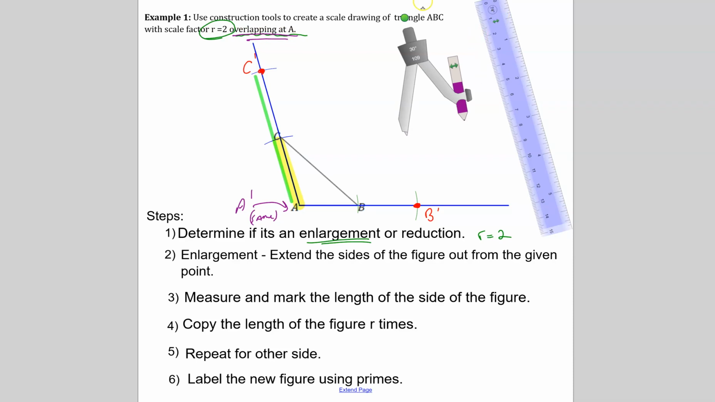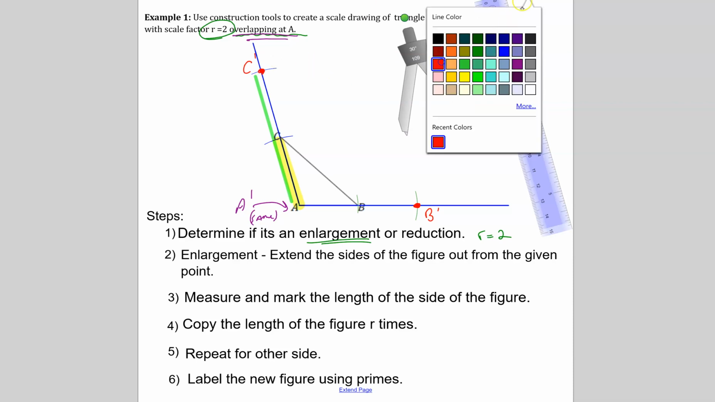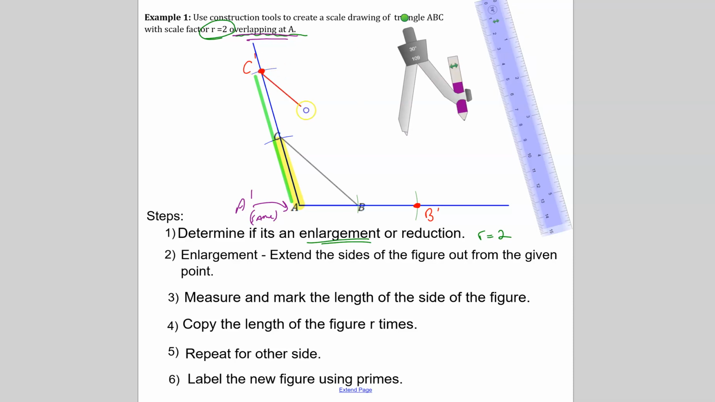All right, and one last thing that I haven't done yet is I do need to connect them to actually make the figure. So I'm going to do this here by connecting C prime and B prime, and that's going to give me my new figure, A prime, B prime, C prime, which is my new larger triangle.